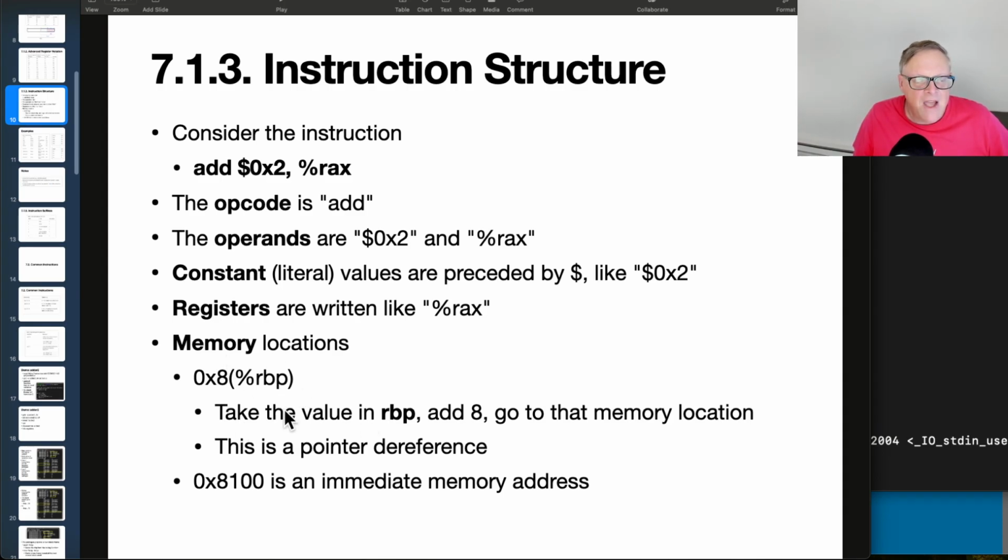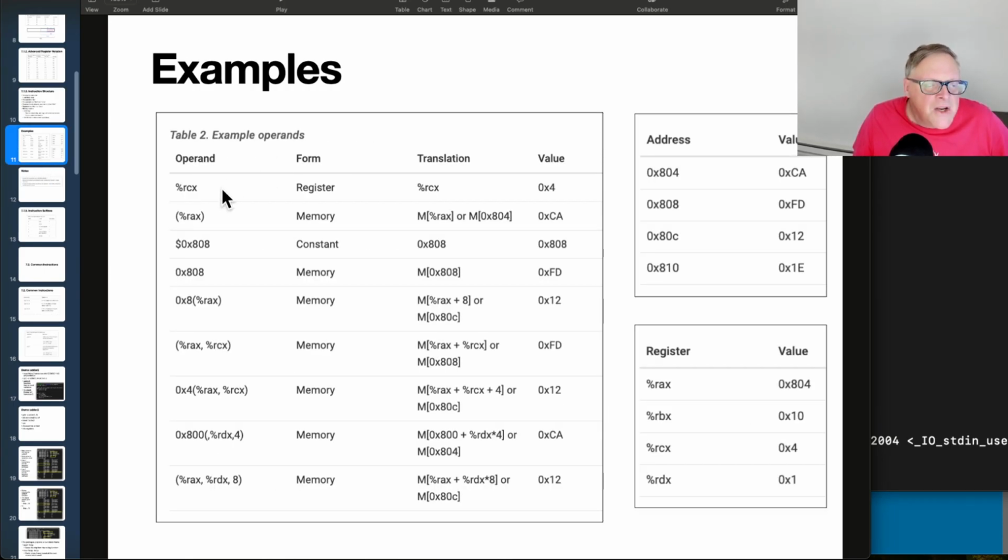So this is going to take the value in RBP, add 8 to it, and go to that memory location. So that's a pointer dereference. This will read or write from that memory location. All right. And this is an immediate memory address. All right. So here's some examples. There's a register. There's a memory location where what's in the register, you look it up. Here's an immediate constant. And this is memory.